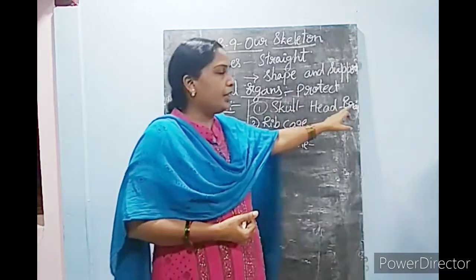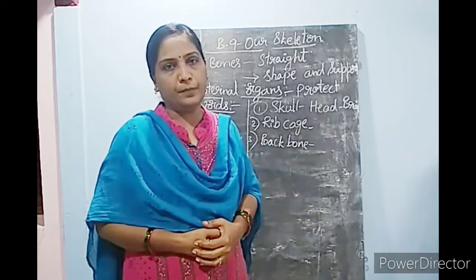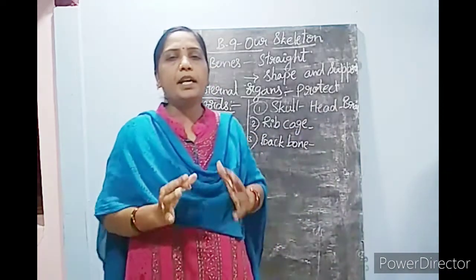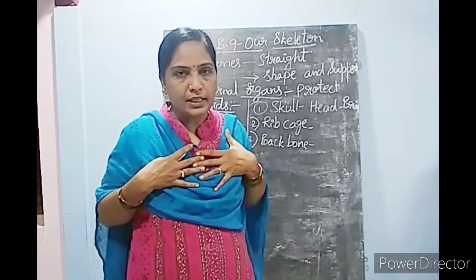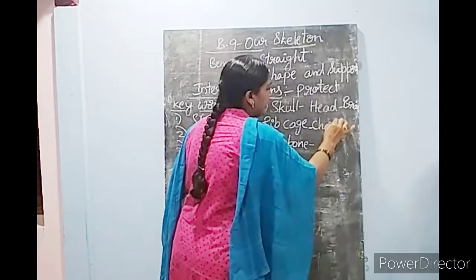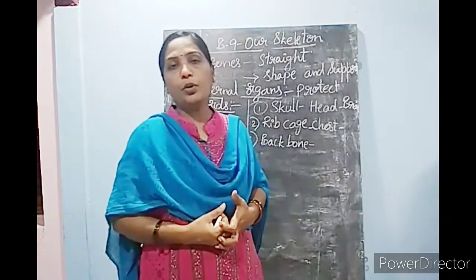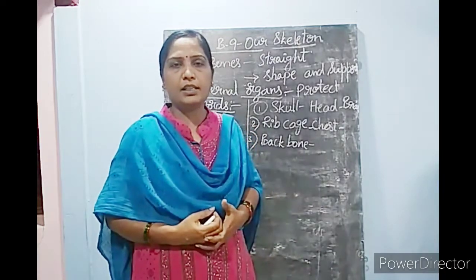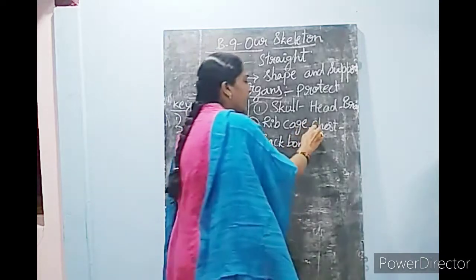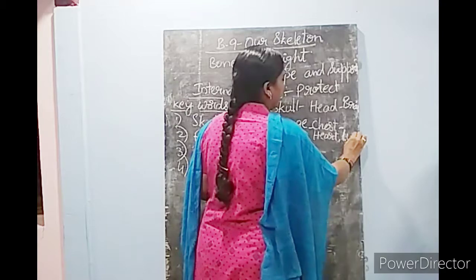So the skull is protecting your brain. It is present in the head. And the next part is the rib cage. The rib cage is present in the chest part. And you know, the very important internal organs like our heart and lungs are present in the chest part.